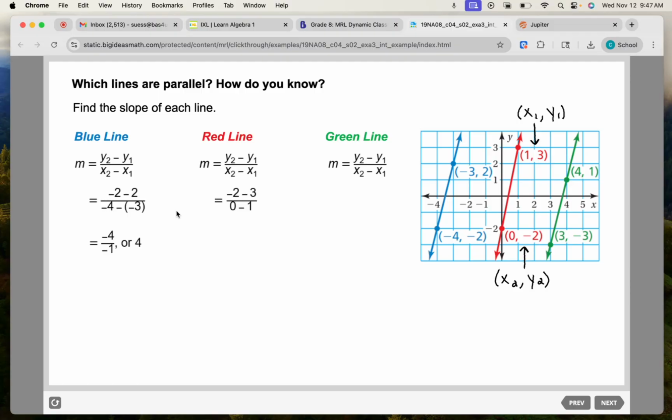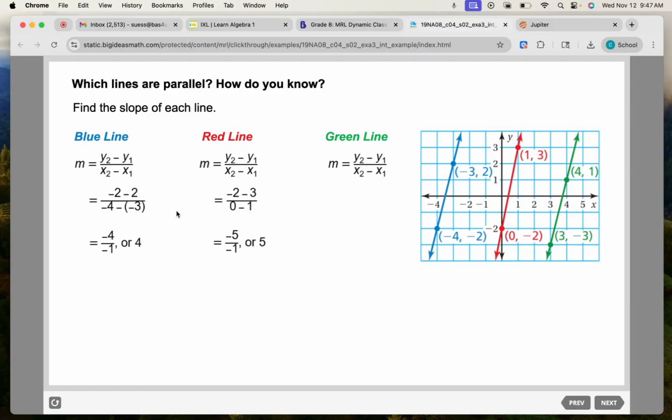Good job. What is -2 minus 3? -5. It goes further negative to -5. What is 0 minus 1? -1. I have a negative divided by a negative, so I have a positive. Positive what? 5. So right now, the blue and the red line, do they have the same slope? No, they do not. However, when you just glanced at them, those are the two you thought were parallel, didn't you? That's why it's important to do the algebra.